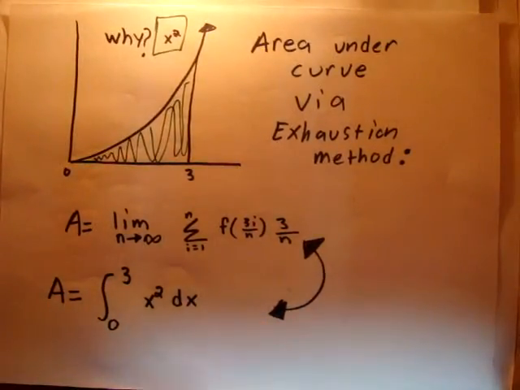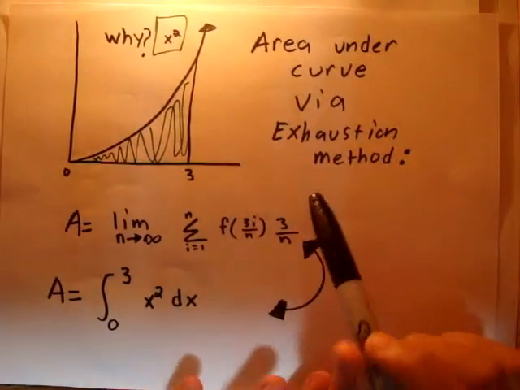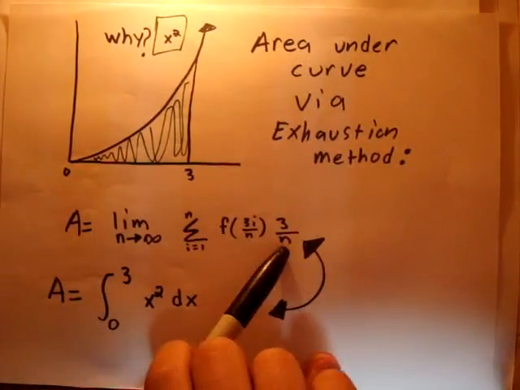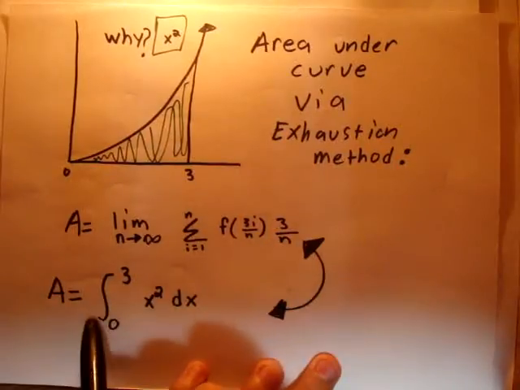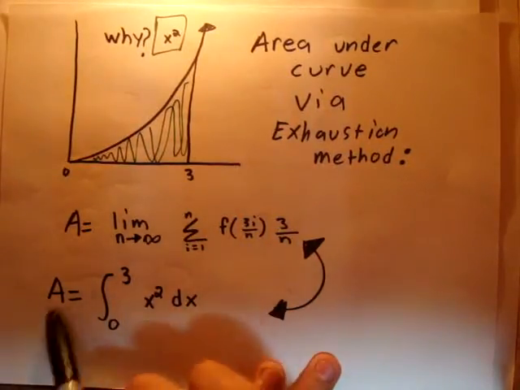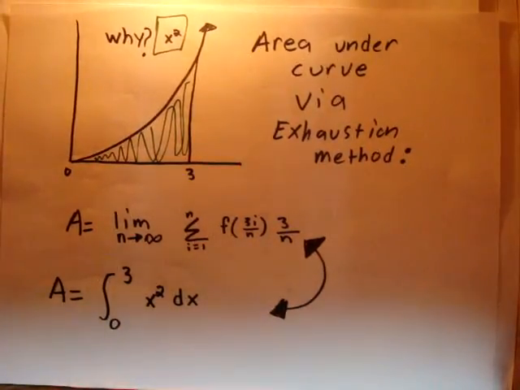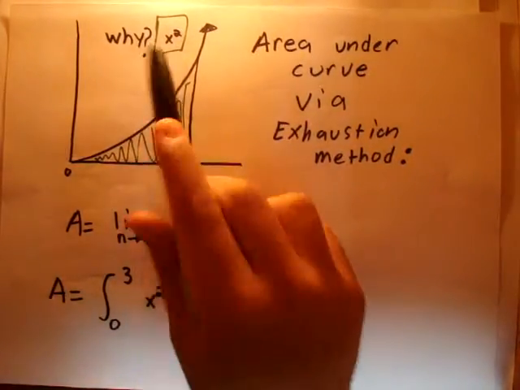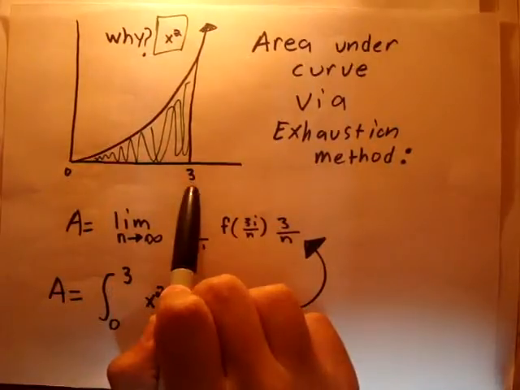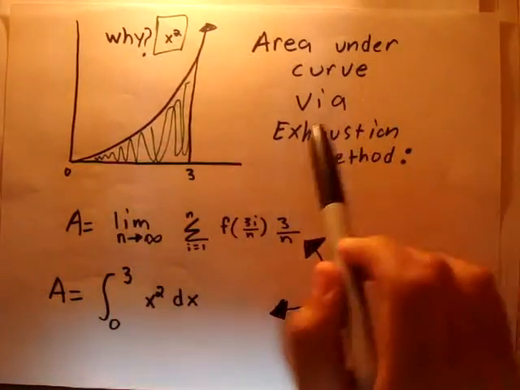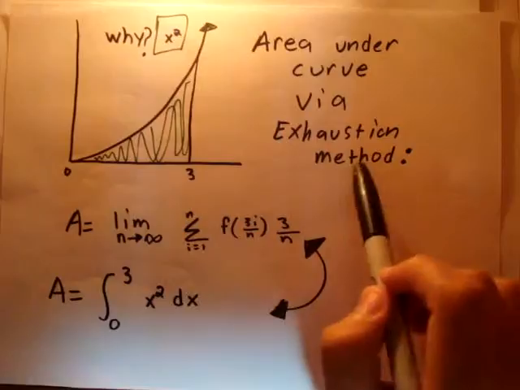Remember, area was first introduced with a limit definition, and then this limit definition was, with the fundamental theorem of calculus, reintroduced with the integral. Now, we're going to pay close attention to this specific example, the parabola x squared on the interval 0 to 3. We're going to look at the area under the curve via the exhaustion method.